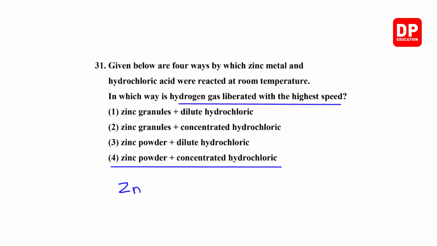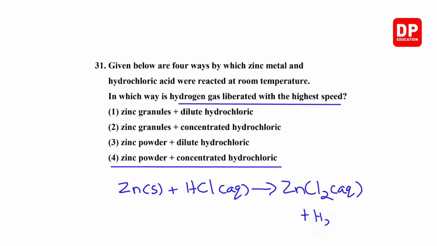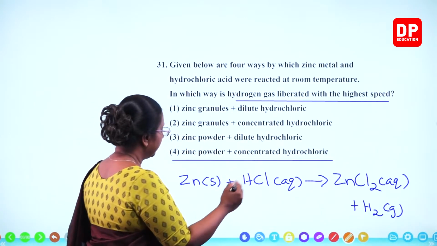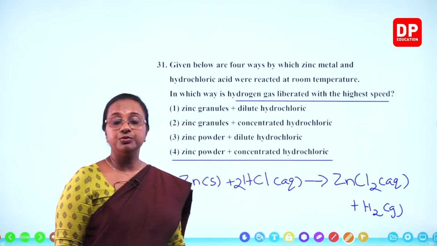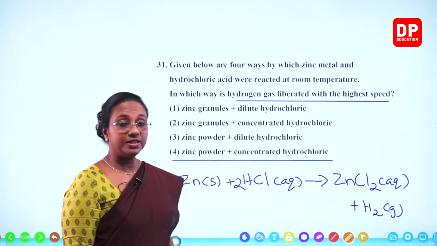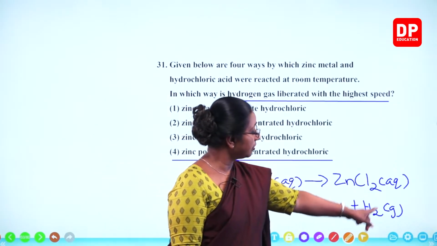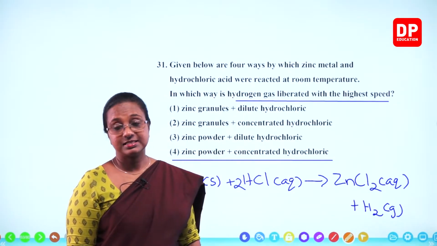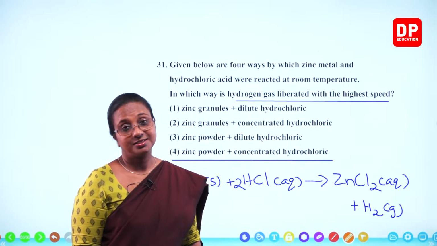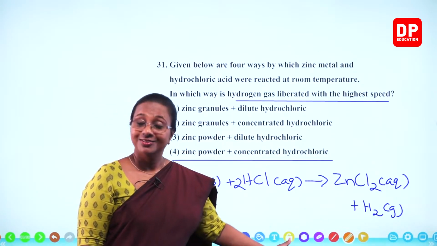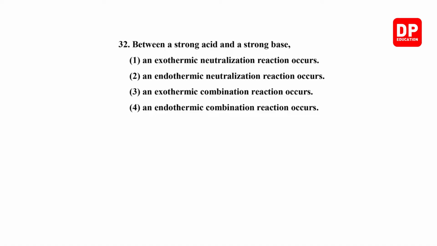How does that happen? Zinc solid plus HCl aqueous, when that reacts, you get ZnCl2 zinc chloride aqueous plus H2 gas liberating. So you all know the equation also. We can balance it as well. You need to put a 2 here. So zinc solid reacts with hydrochloric acid to give zinc chloride solution and hydrogen gas. So that's the reaction. Is that clear, student? So then we'll move on to the next one.